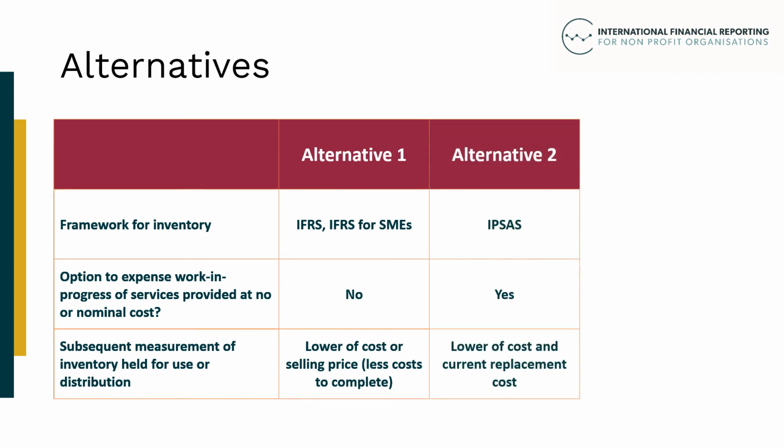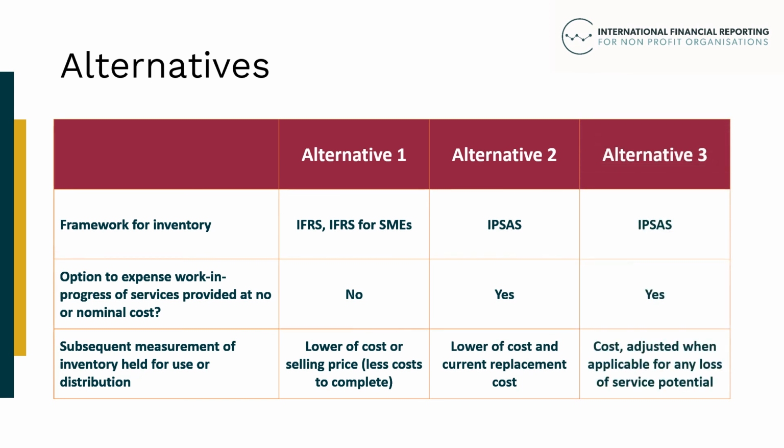Alternative 2 is based on the requirements of IPSAS. This alternative allows work in progress for no or nominal consideration to be expensed. Alternative 2 also provides for inventory for distribution to be valued at the lower of cost and current replacement cost, with additional guidance for NPOs.